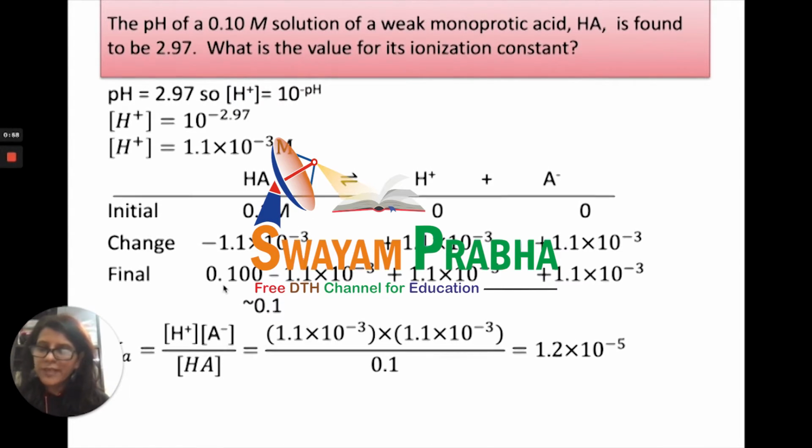So you get the final expression as 0.1 minus 1.1 into 10 to the power minus 3 for HA, 1.1 into 10 to the power minus 3 for H plus, 1.1 into 10 to the power minus 3 for A minus. Now this value is very small. 1.1 into 10 to the power minus 3 is very small as compared to 0.1, so this can be approximated to 0.1. So you just substitute and you get the value of Ka. You have the value of H plus, you have the value of A minus and HA, and you get the value of Ka as 1.2 into 10 to the power minus 5.